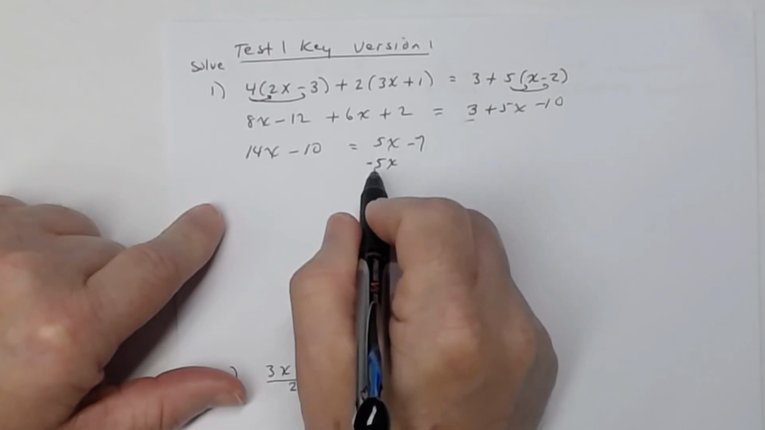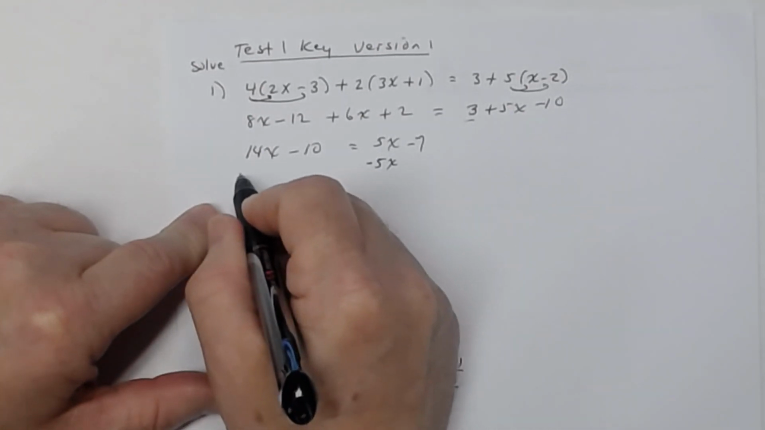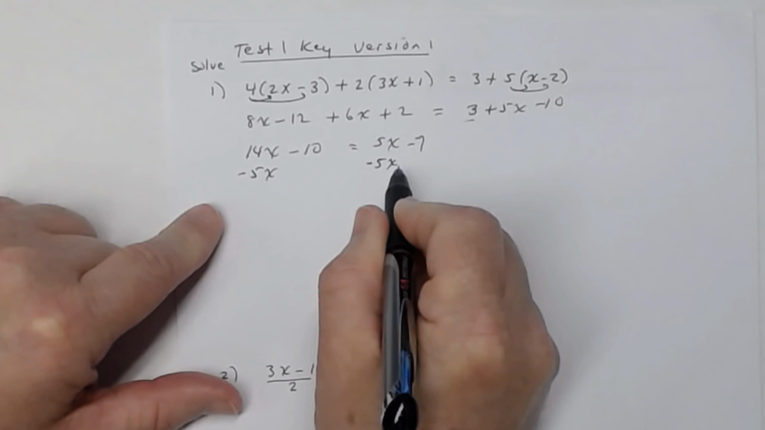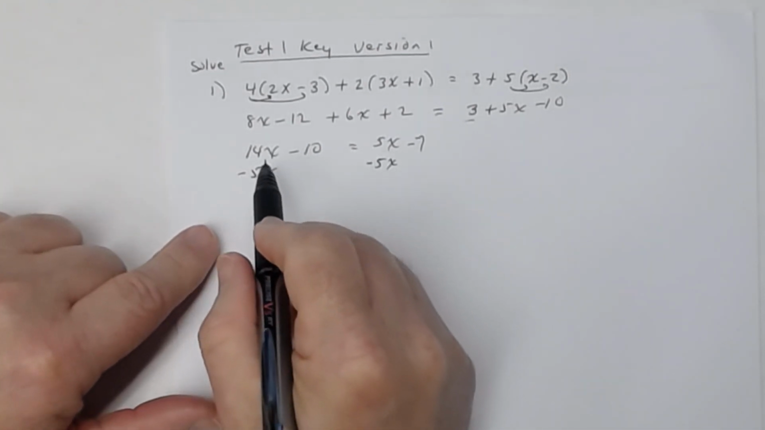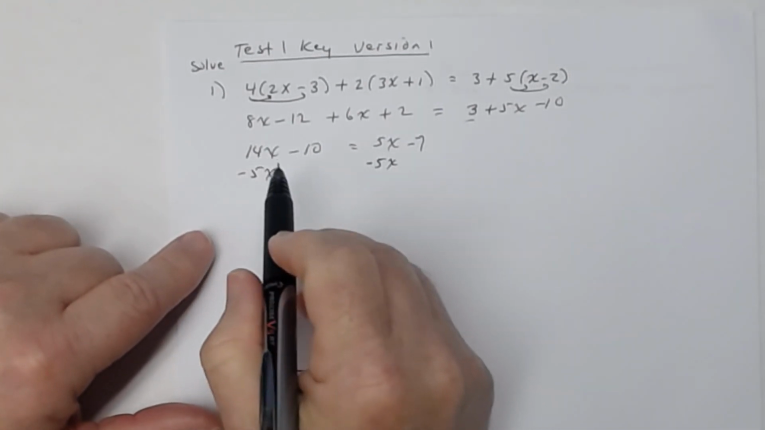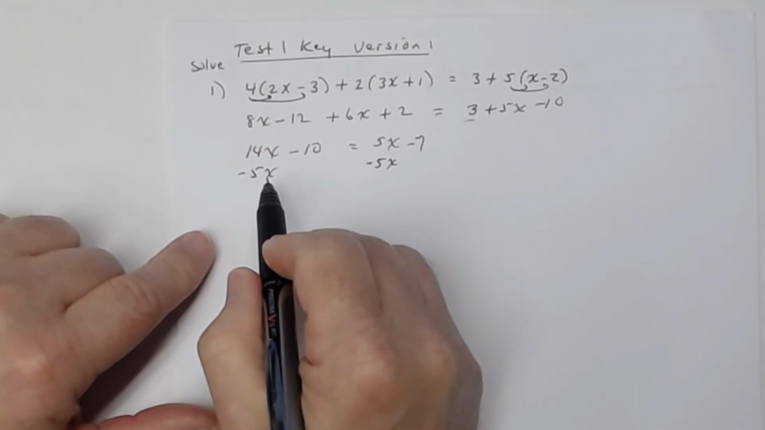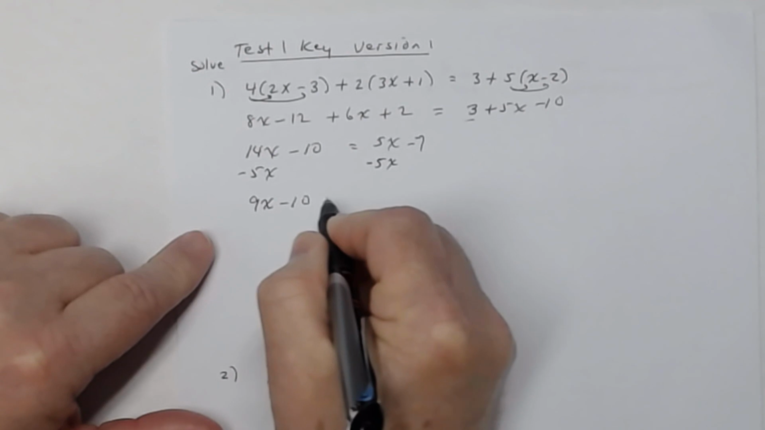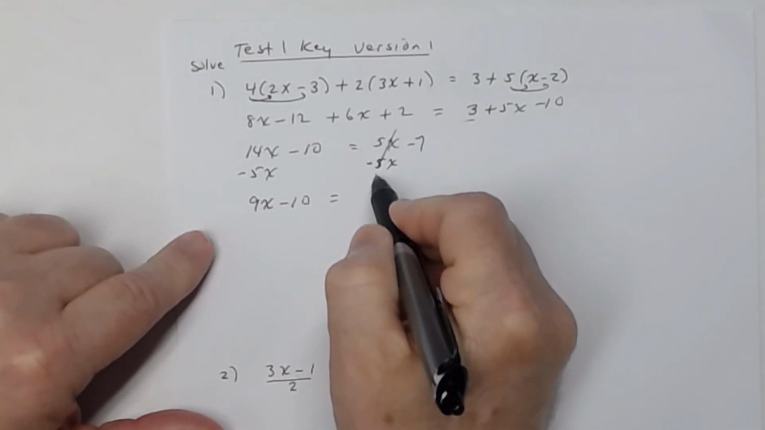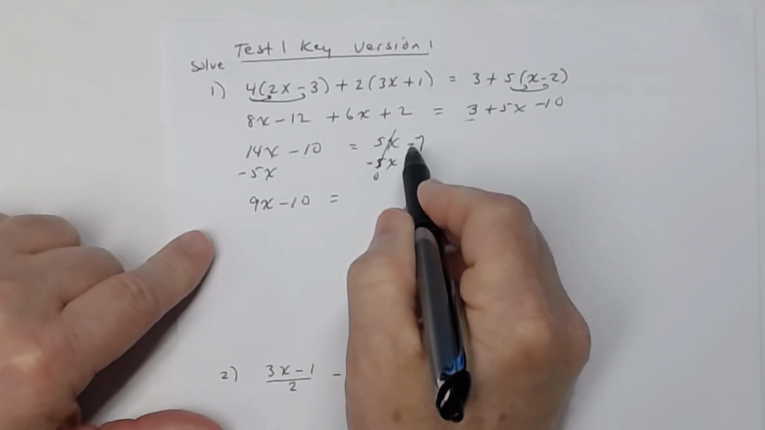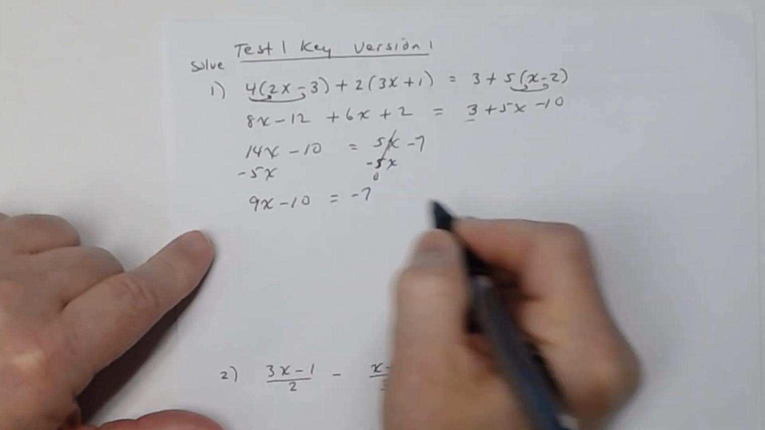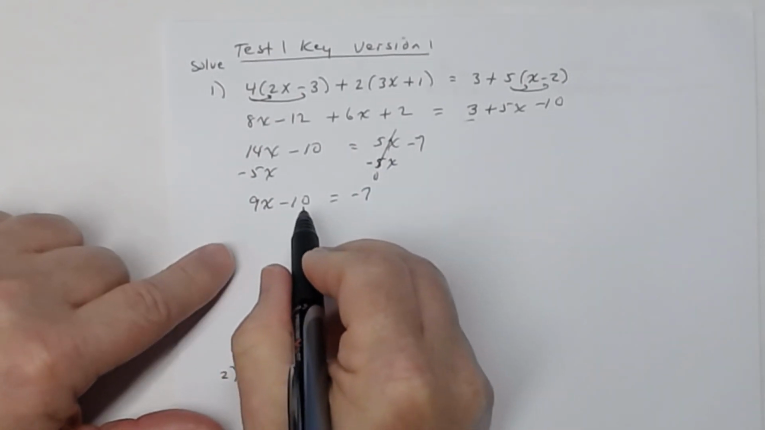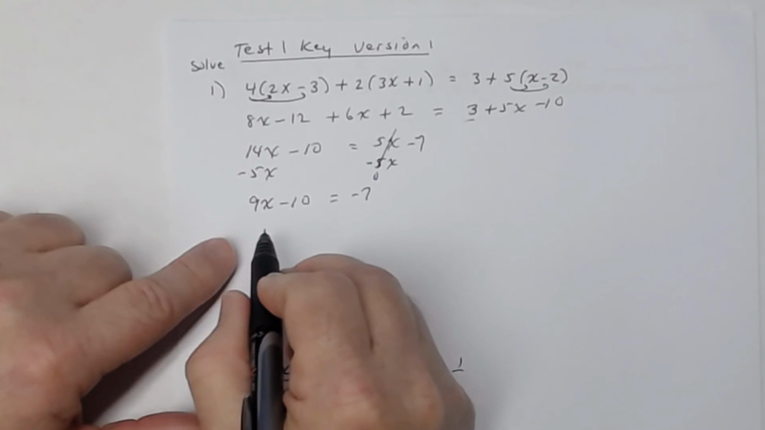So this is a positive 5x. You're going to subtract 5x from both sides. What you do to one side, you do to the other. Notice I'm aligning my like terms, so that will help. 14x minus 5x is going to be 9x. I get 9x minus 10 equal, this is 0, that's what we wanted, and then 0 and a negative 7 is a negative 7. Then the next step is to get that 9x by itself.